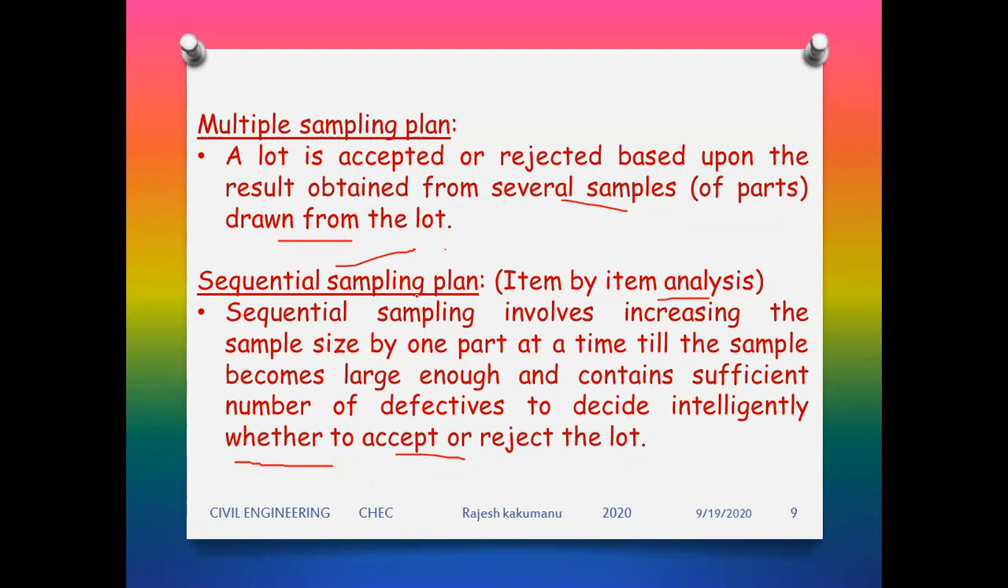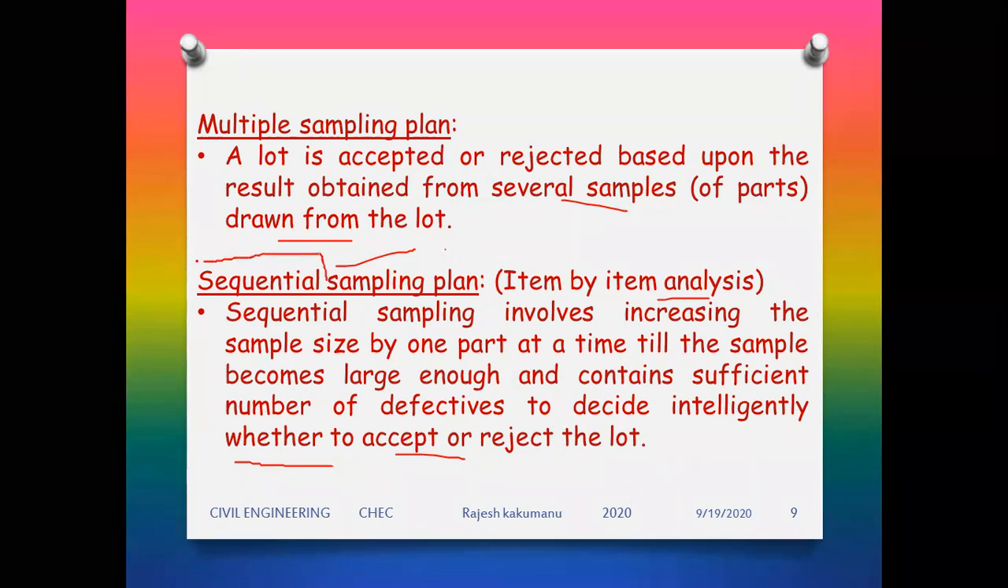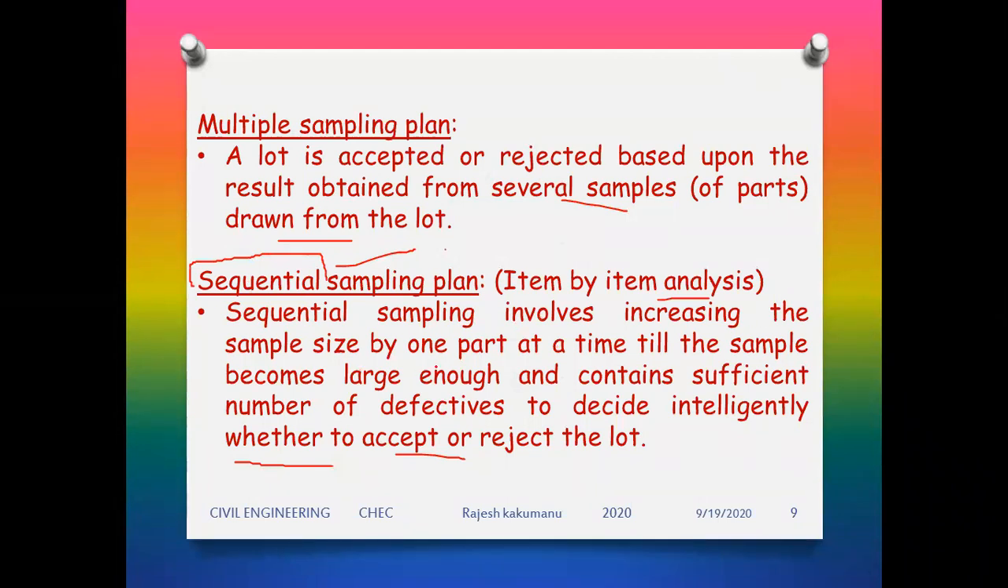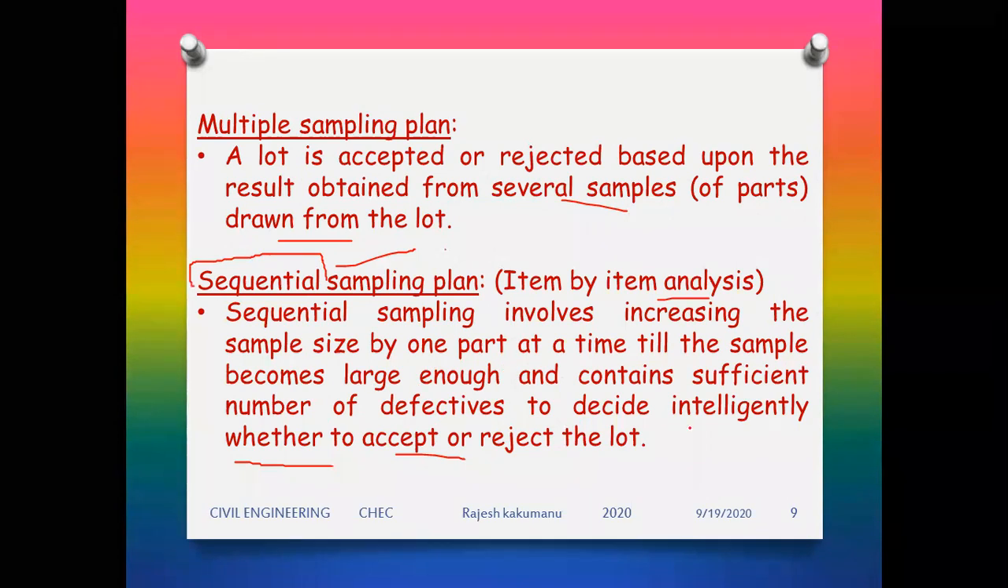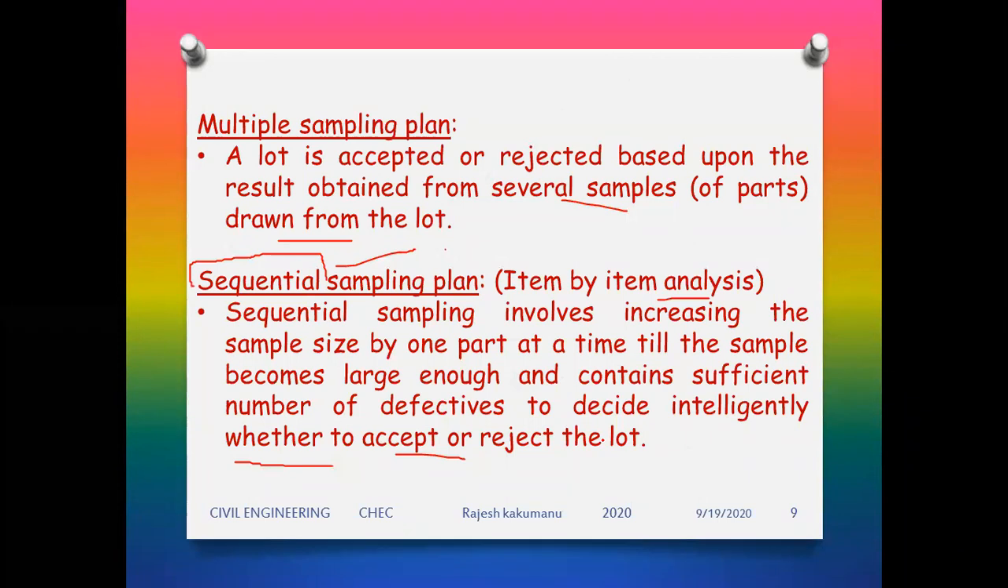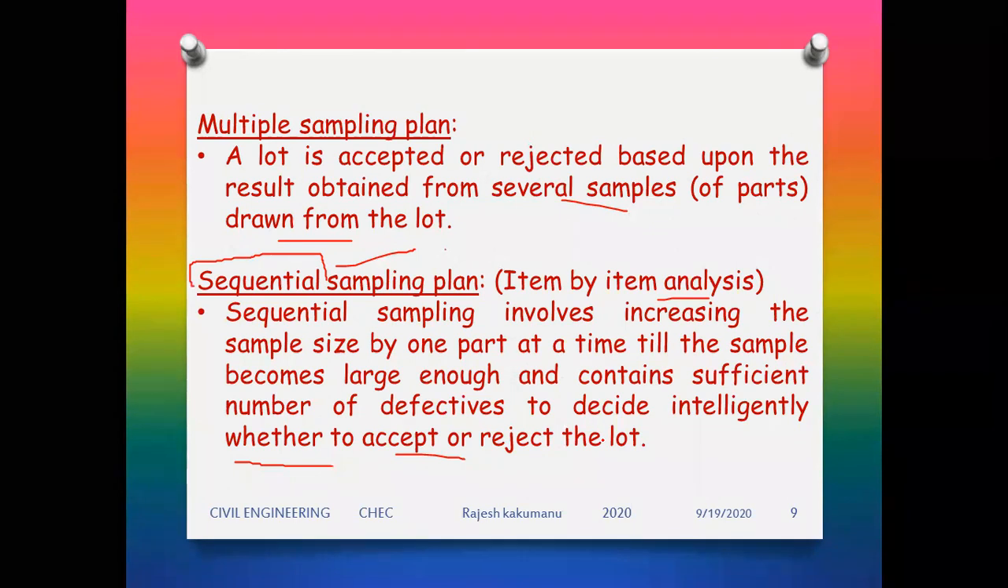So now what's happening here, you are having the continuous flowing analysis, right? Sequential plans involve increasing the sample size by one part at a time till the sample becomes large enough and contains a sufficient number of defectives to decide intelligently whether to accept or reject. So whenever you are getting quality samples at first time, second time, fifth time, seventh time, like that, then obviously you will think, okay, this person, the vendor, the farmer is ready.